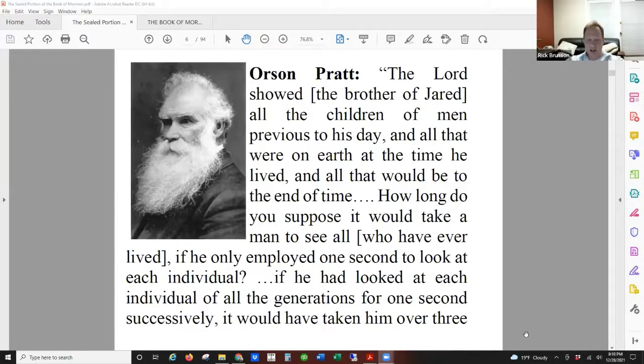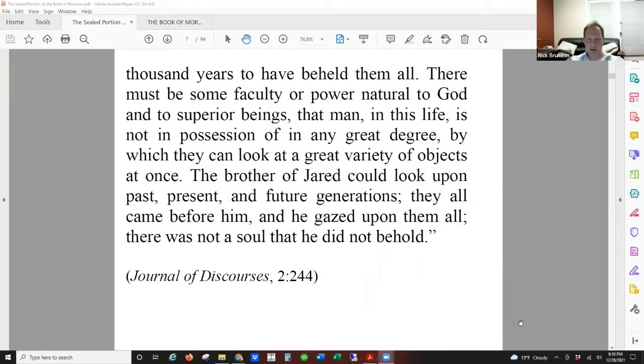How long do you suppose it would take a man to see all who had ever lived, if he only employed 1 second to look at each individual? If he had looked at each individual, all of the generations, for 1 second successively, it would have taken him over 3,000 years to have beheld them all. There must be some faculty or power natural to God and to superior beings that man in this life is not in possession of in any great degree, by which they can look at a great variety of objects at once. The brother Jared could look upon past, present, and future generations. They all came before him, and he gazed upon them all. There was not a soul that he did not behold."